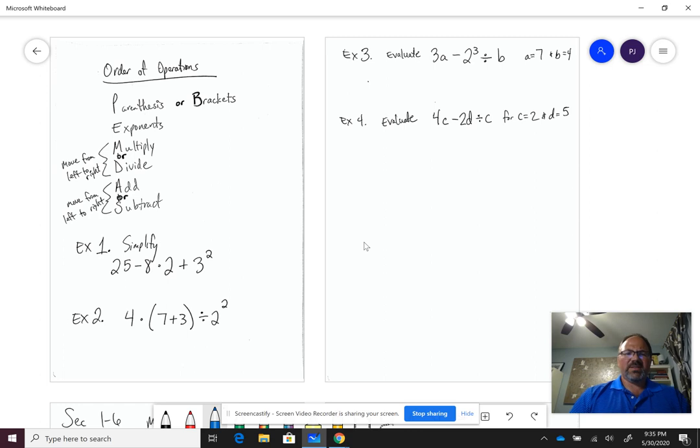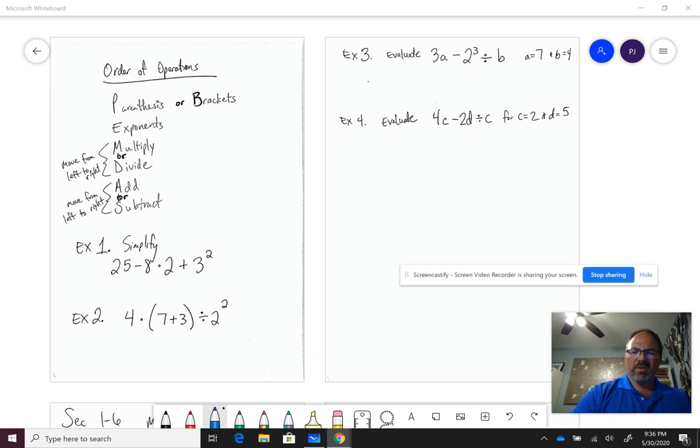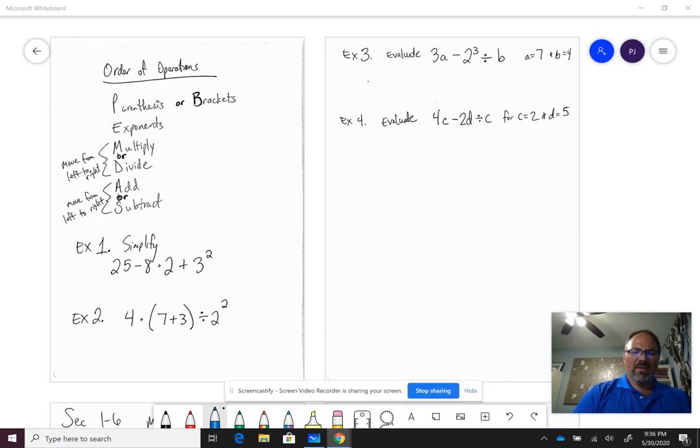So as you guys can see on the screen here, we've got order of operations. Remember, it's PEMDAS, and understand that parentheses and brackets are the same thing. So if you guys see parentheses and brackets, you guys are going to be doing the same thing there with that.